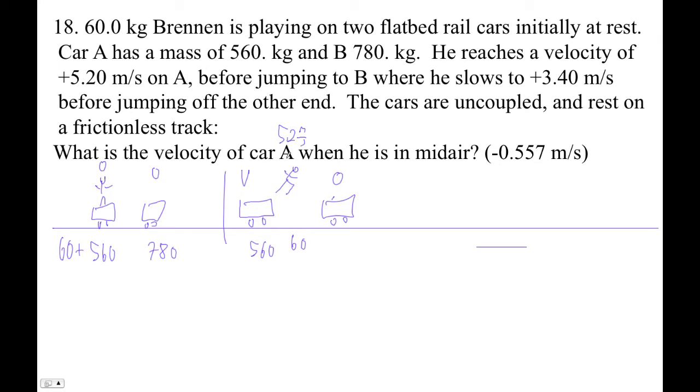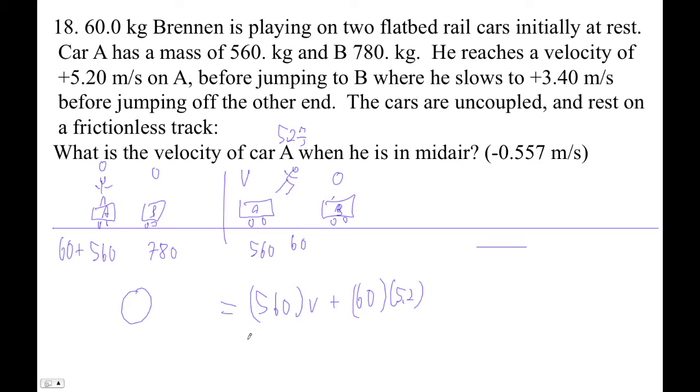And then I think we've got the picture we need, right? So we want to just know what's the velocity of car A when he's in midair. This is car A. That's B, right? On car A. Okay, oops, sorry, that's B. Okay, so here we go. So the total momentum before is 0, and then afterwards it's 560 times V plus 60 kilograms times 5.2.